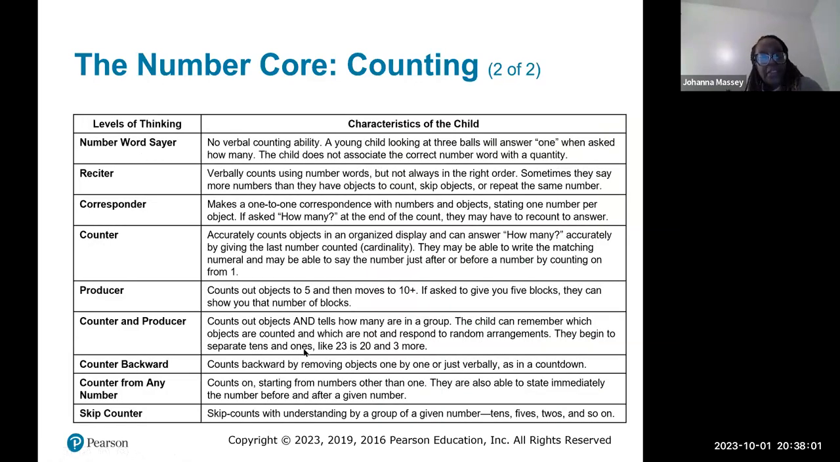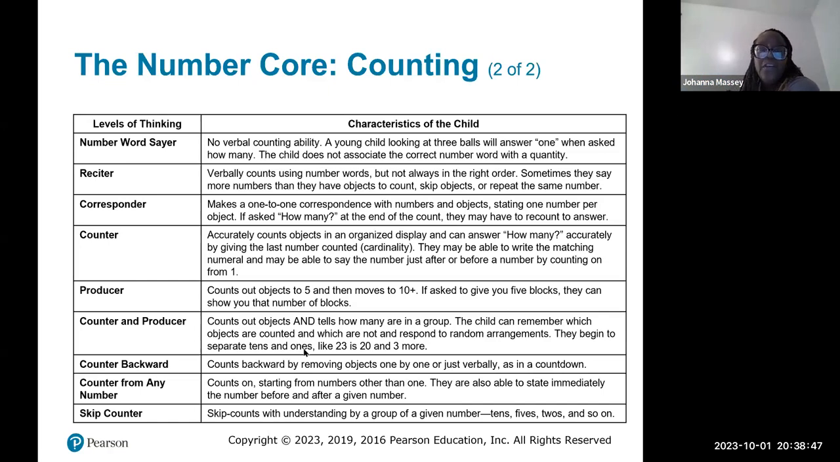Now the book talks about counting and the levels of thinking. The only thing about this is that the book does not have the first one. It doesn't have number word sayer, but they do have pre-counter. So I guess they call it pre-counter now, and then they call it number word sayer. Same thing. Here the child has no verbal counting ability. A child looks at 3 balls and will answer "ball" when asked how many. The child does not associate a number word with counting.